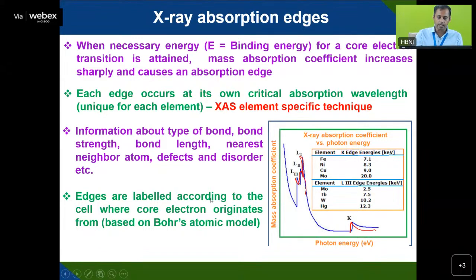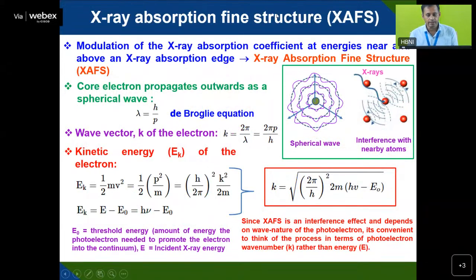So edges are labeled according to the shell from where the core electron is generated. If it's generated from the K shell, it's called the K edge. If it's the L shell, that's L1, L2, L3, depending upon whether it is from 2s, 2p1/2 or 2p3/2. If you see the X-ray absorption spectroscopy, it is divided into two parts: one is EXAFS and one is the edge structure. That is, X-ray absorption fine structure.